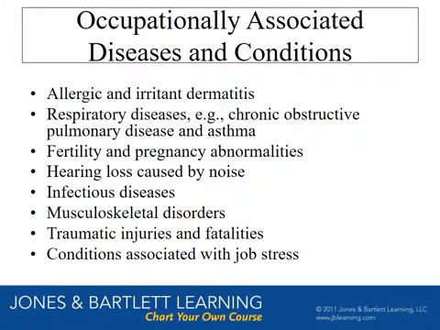So I've described different agents, but they can all cause a variety of different illnesses. And here is a list of different occupationally associated diseases and conditions. People, when they're being exposed to chemicals, can experience dermatitis, either from allergy or something else causing the skin to feel irritated. We can see a variety of respiratory diseases, chronic obstructive pulmonary disease, and asthma. Women can experience fertility and pregnancy abnormalities. You can understand hearing loss, infectious disease, musculoskeletal disorders like sprains and strains, and then occasionally we see traumatic injuries and fatalities. As I mentioned, there's also conditions associated with job stress like depression.